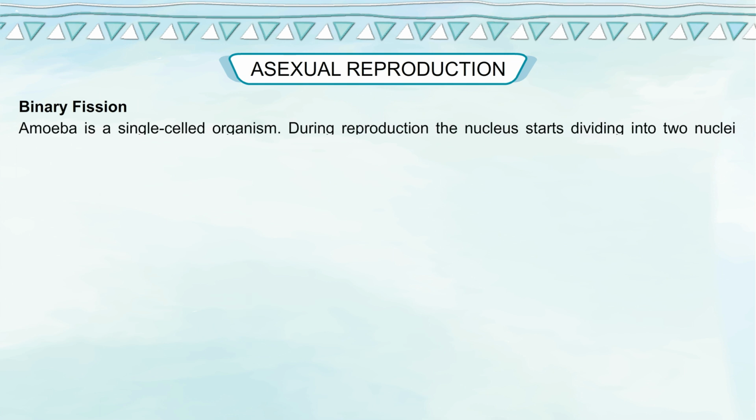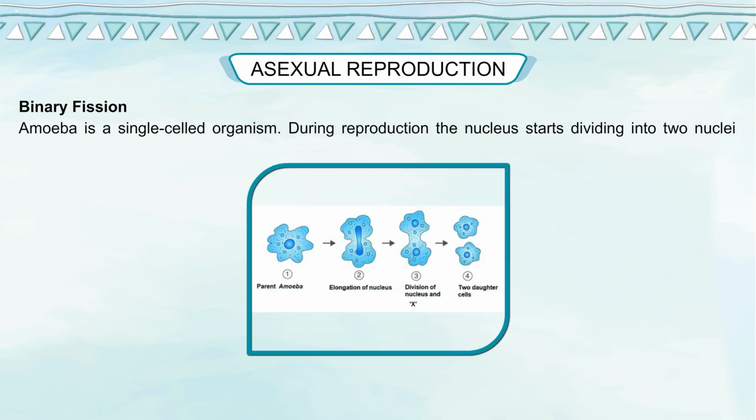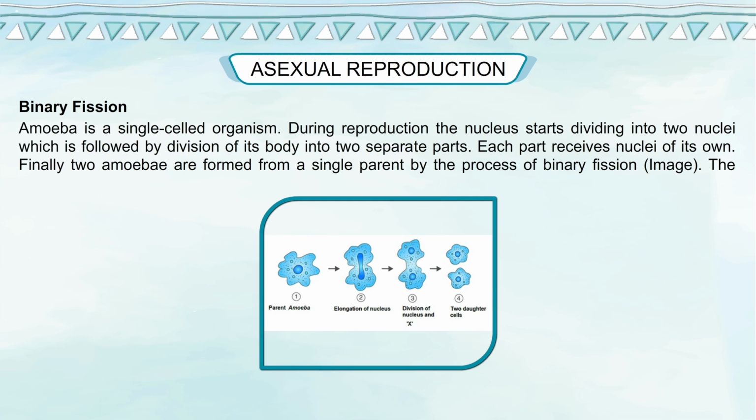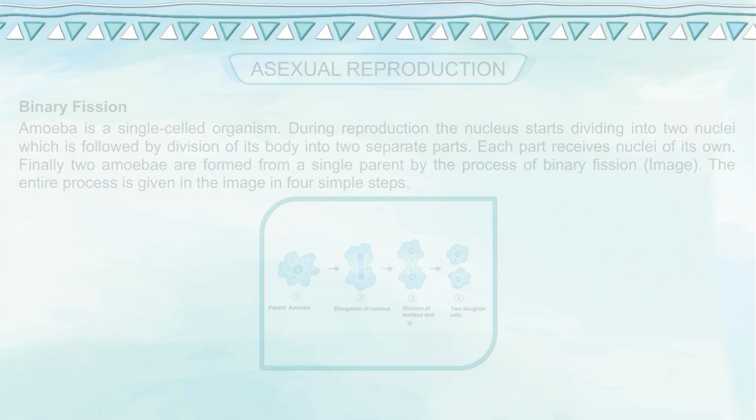Binary fission. Amoeba is a single-celled organism. During reproduction, the nucleus starts dividing into 2 nuclei, which is followed by division of its body into 2 separate parts. Each part receives nuclei of its own. Finally, 2 amoebae are formed from a single parent by the process of binary fission. The entire process is given in the image in 4 simple steps.